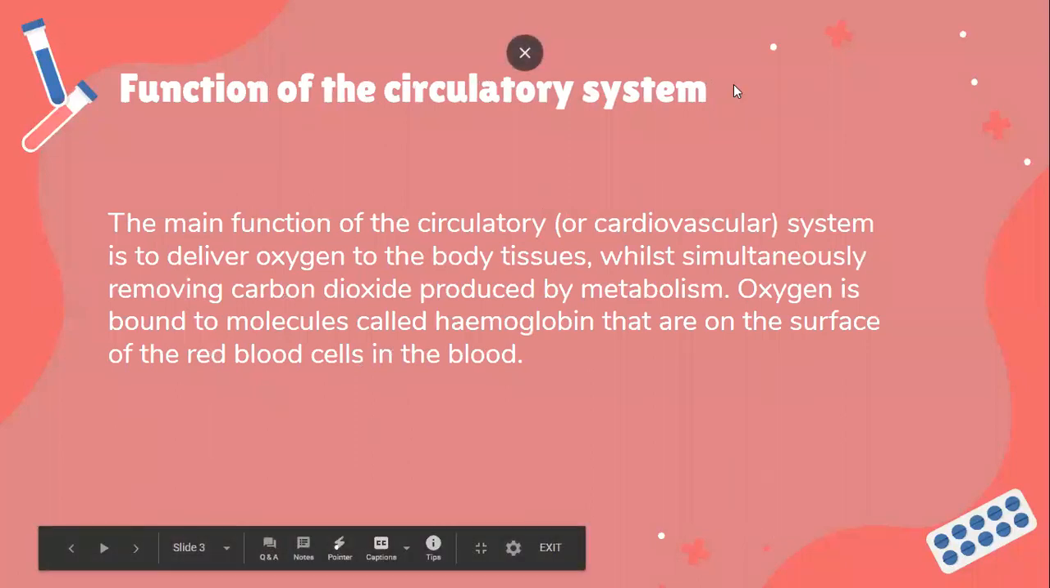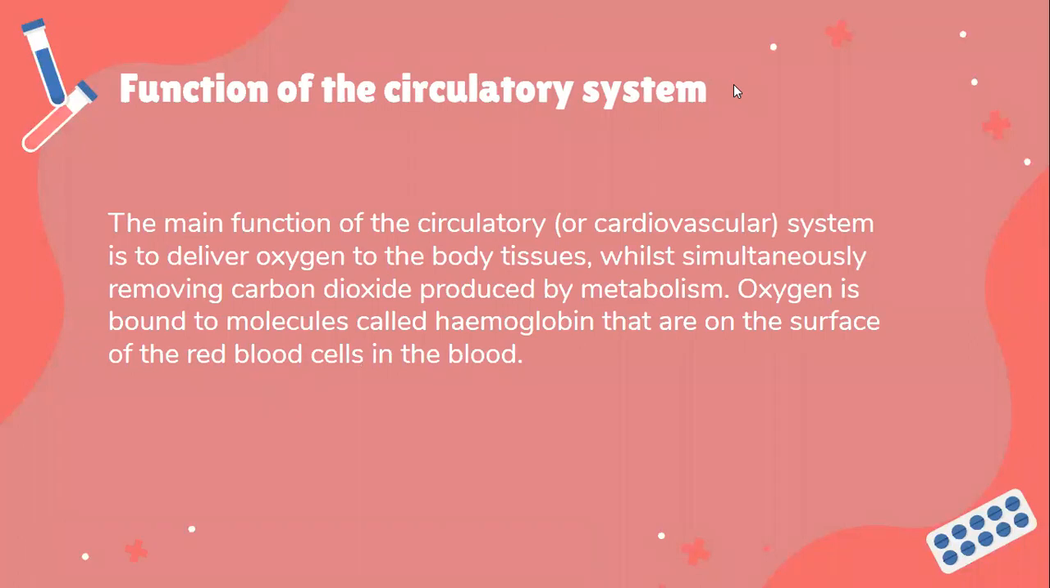So the main function of the circulatory system or cardiovascular system is to deliver oxygen to body tissues, whilst simultaneously removing carbon dioxide produced by metabolism. So it brings oxygen to the tissues and then removes carbon dioxide from it.